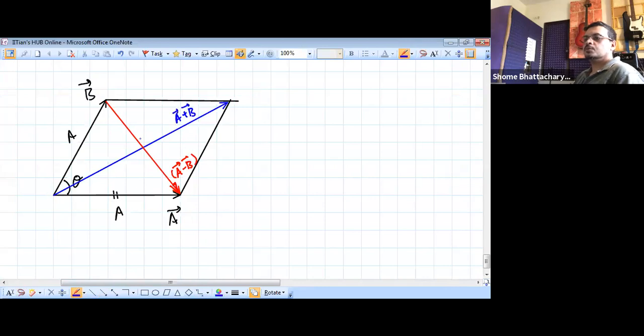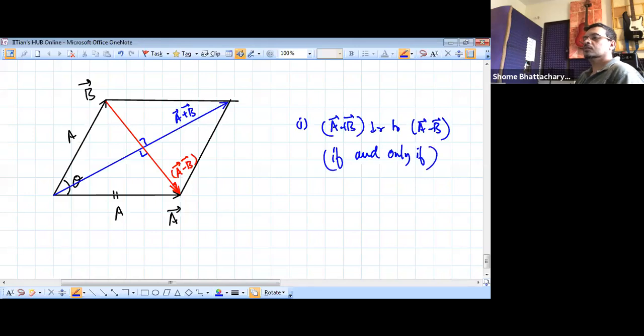Now let's look at all the properties. So we know that this angle is 90. So first of all, we can see that A plus B is perpendicular to A minus B, if and only if magnitude of A is equal to magnitude of B. So not only is this something that we understand in this diagram, but we get the necessary and sufficient condition. When will this happen? Only if the sides are equal. Only in the case of a rhombus. Otherwise, it will not happen. If A is not equal to B, then they will not be perpendicular.